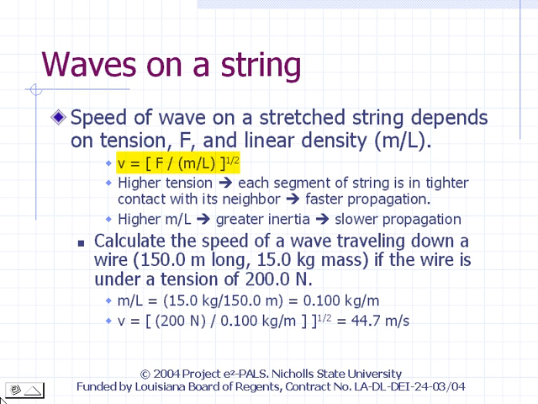Consider the following example. What is the speed of a wave traveling down a wire if the wire is 150 meters long, has a mass of 15 kilograms, and is under a tension of 200 newtons? The linear density is 15 kilograms divided by 150 meters, or 0.100 kilograms per meter. The speed of the wave, v, is equal to the square root of the force, 200 newtons, divided by the linear density, 0.100 kilograms per meter, or 44.7 meters per second.